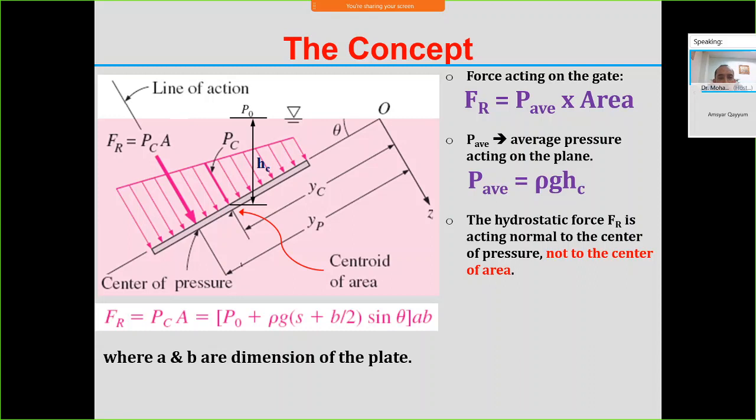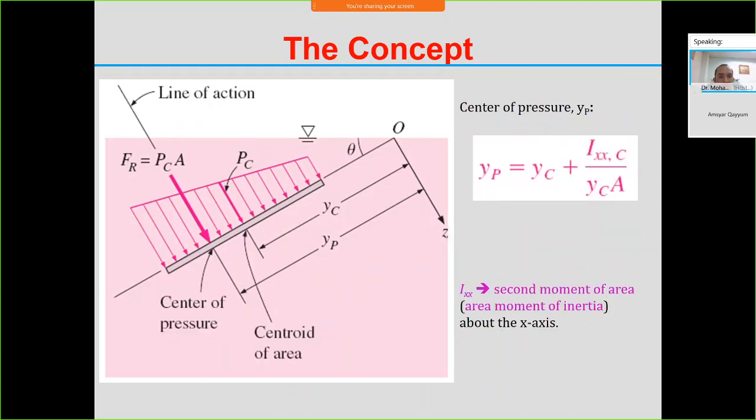So we know that F equal to PA. The P that we include here is P average. So what is P average? P average is ρgh, but h in this calculation is h to the centroid of the surface.